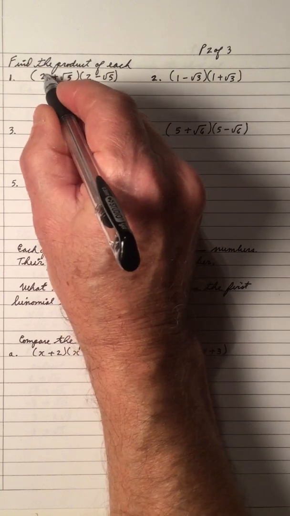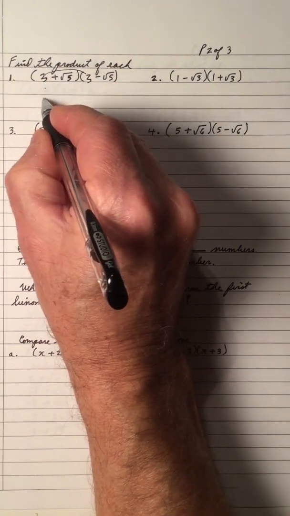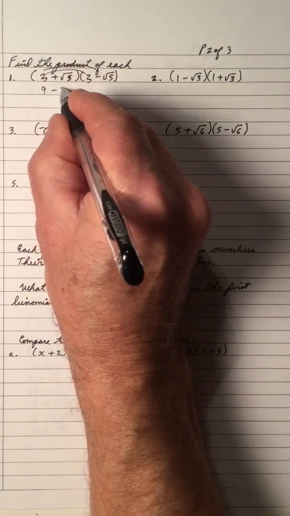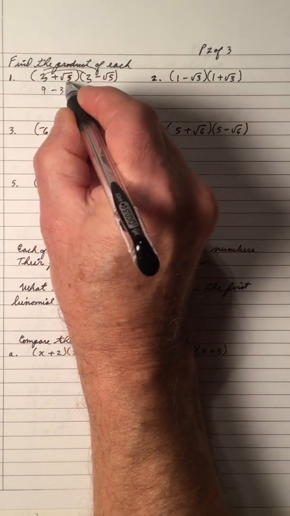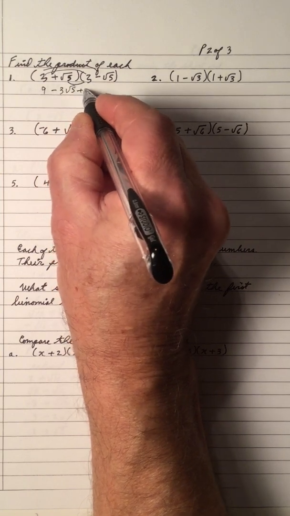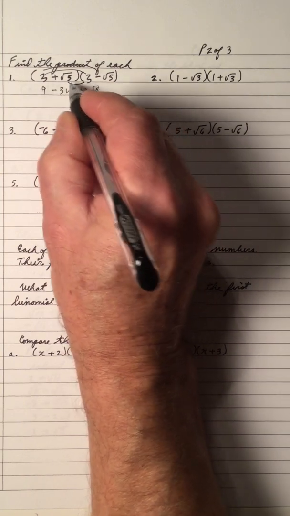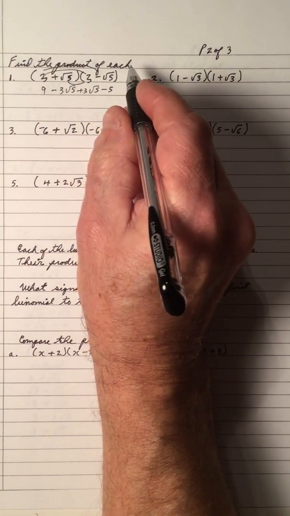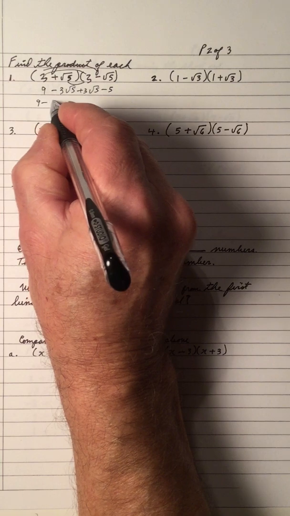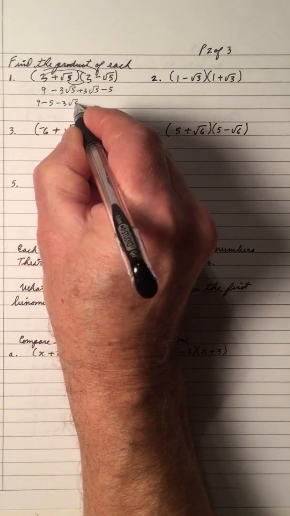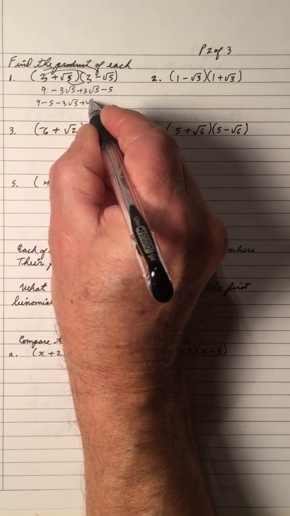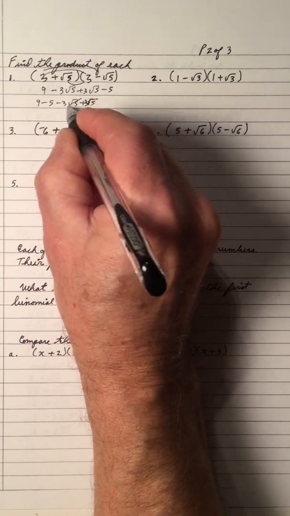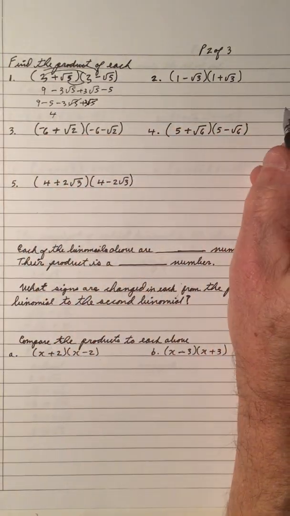3 times 3 is 9. 3 times negative root 5 is negative 3 root 5. And then root 5 times 3 is plus 3 root 5. Root 5 times negative root 5 is negative 5. And we group like terms. The 3 root 5 terms cancel out and I get a 4.